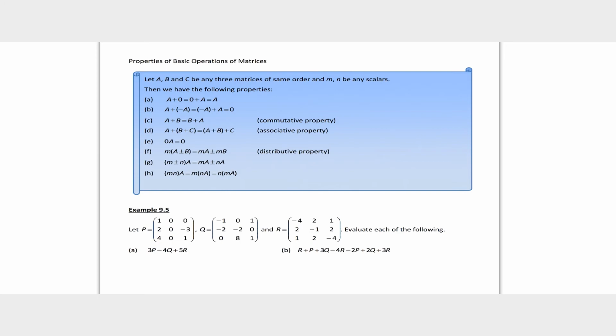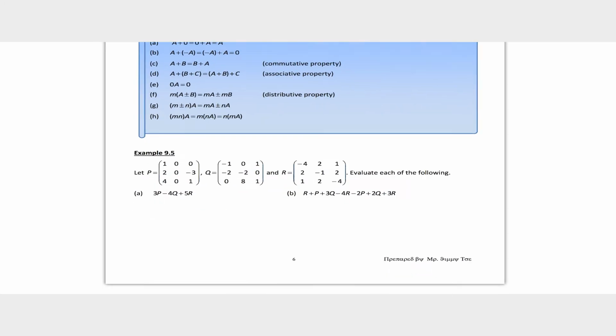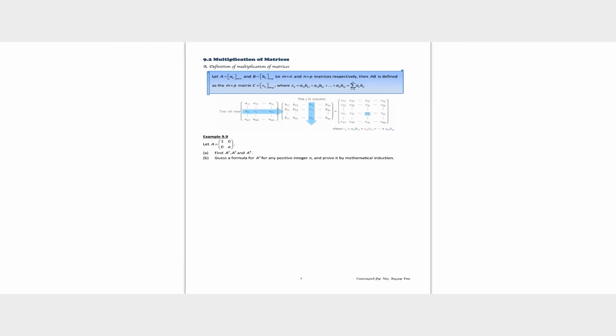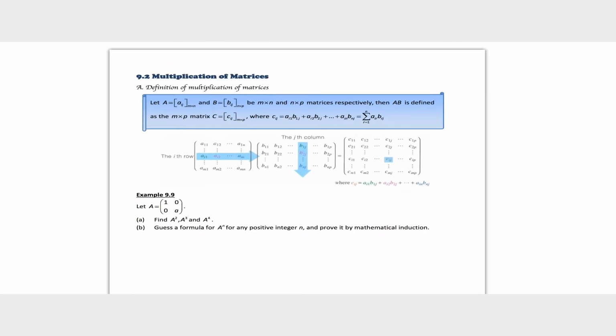These are some properties of the matrix. You may do example 9.5. I don't want to spend time to do it with you because it is not quite difficult. This example is similar to the previous one. Page 7. Multiplication of matrices.